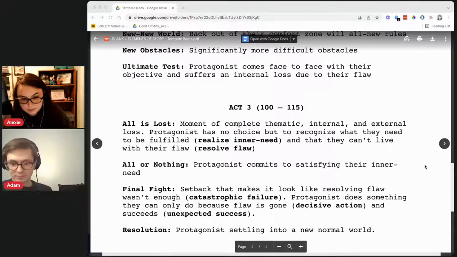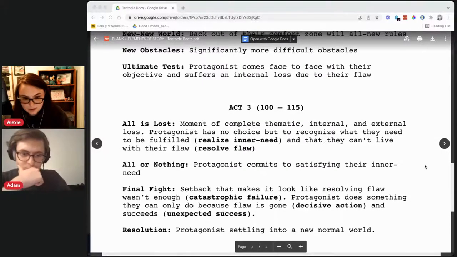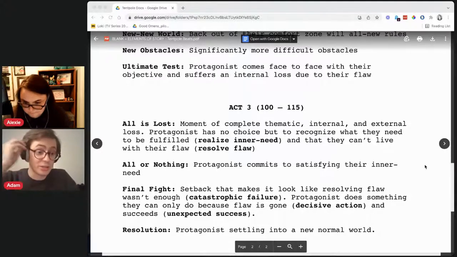But basically, it's just coming up against something where it looks like the change wasn't enough. They hit their rock bottom. They committed to change. They took that first step, and it's not easy. There's still resistance. So they have to do one more big push, one more decisive action that they could have never done before. And then they break through and they have some sort of unexpected success. So I can answer this question. This is a great question, actually.